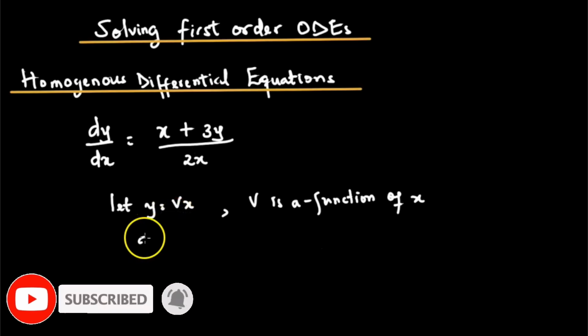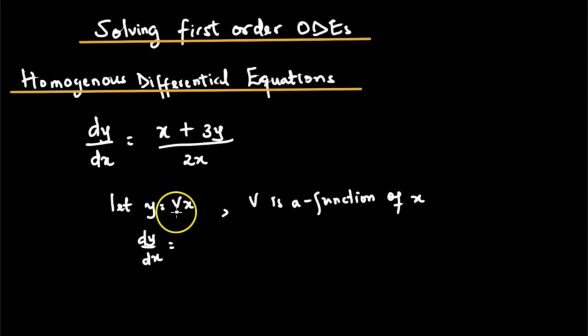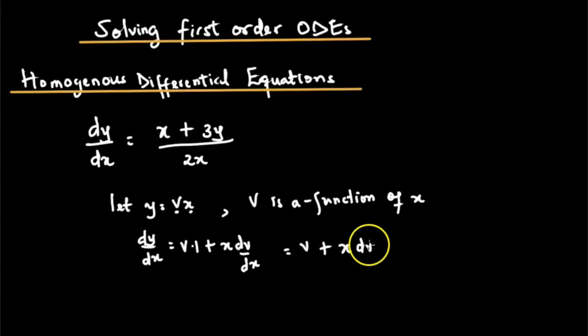So the next thing is to differentiate y with respect to x. Differentiating y with respect to x, we have a function of x and another function of x. So we are using the product rule, right? Drop this, differentiate this, 1, plus drop this, differentiate v, you have dv dx. So when we differentiate vx, we're going to have v plus x dv dx. Let's take this as our equation 1.